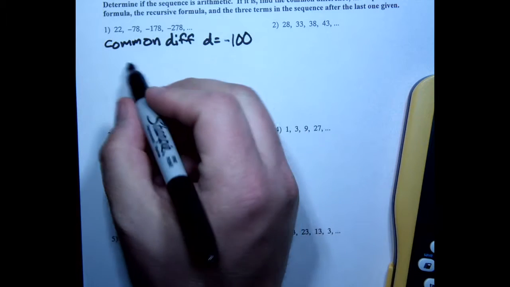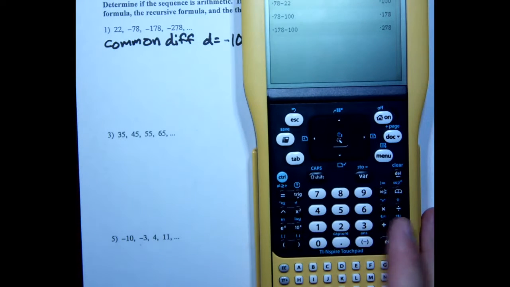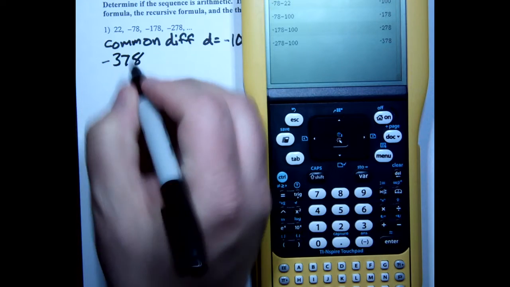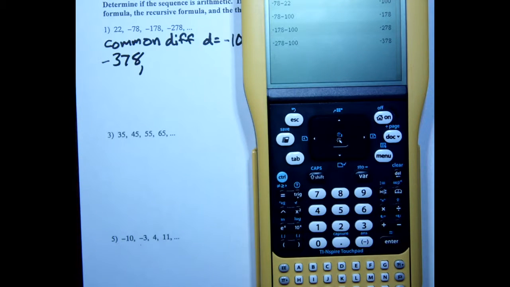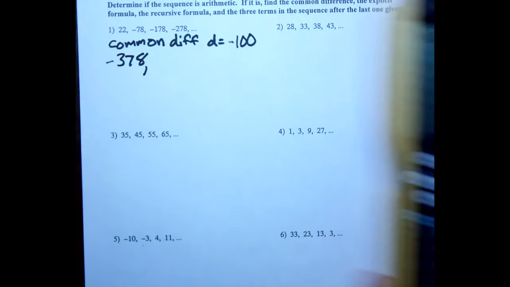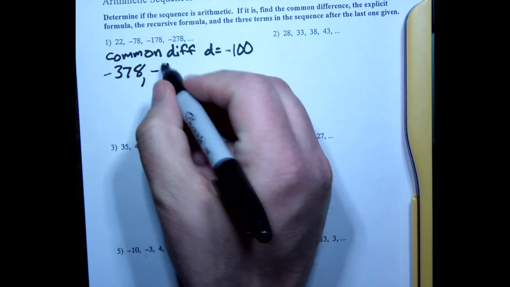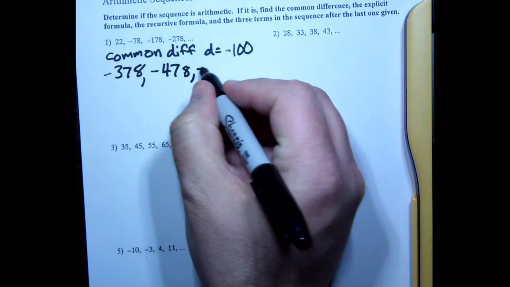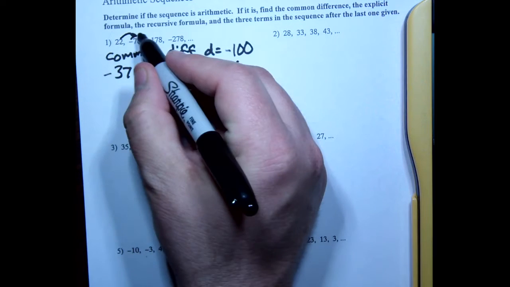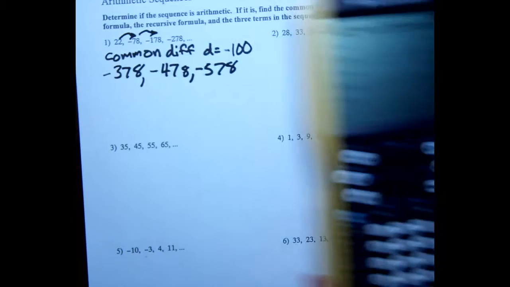Now the next three terms would be, in order to do that on my calculator, here's the cool thing about your calculator. If I just hit enter again, it'll automatically subtract 100 from the last term. So my next three terms should be negative 378. And again, you could do this in your head. What's the next one? Yeah, negative 478. But if I hit enter again, it'll be confirmed on my calculator. And if I hit enter again, it'll be negative 578. So my next three terms are going to be negative 378, negative 478, and negative 578. And the only thing I'm doing is subtracting 100 from this one to this one to this one, and then I keep going. Okay?